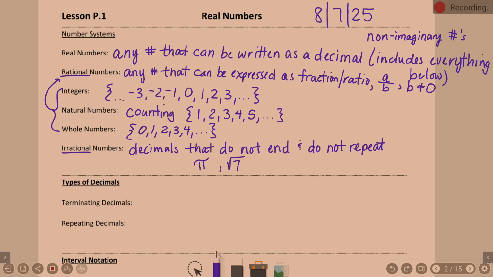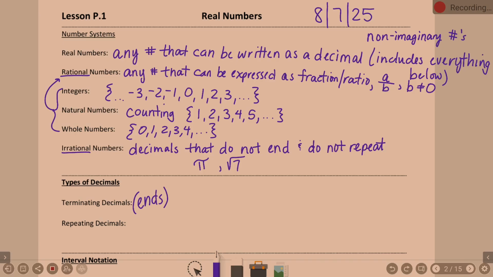Types of decimals. What do we mean by terminating decimals? Ones that end. Ones that end, yes. Give me an example of a terminating decimal. 2.5. Okay, 2.5. I'll use it. So first of all, I'm going to write terminating decimals. They're the ones that end.